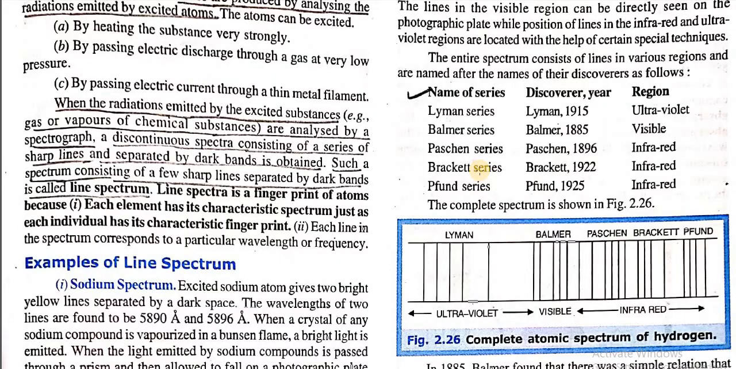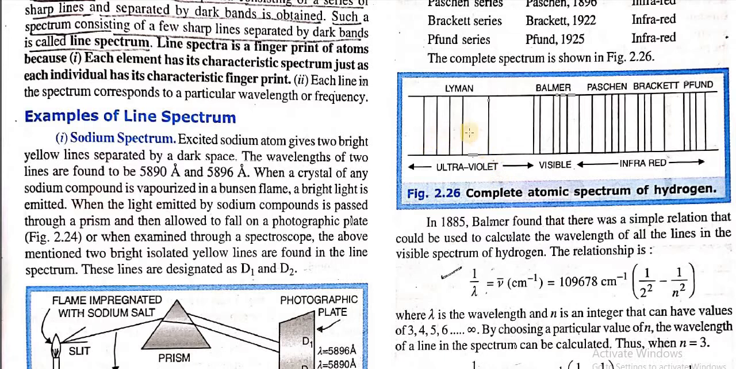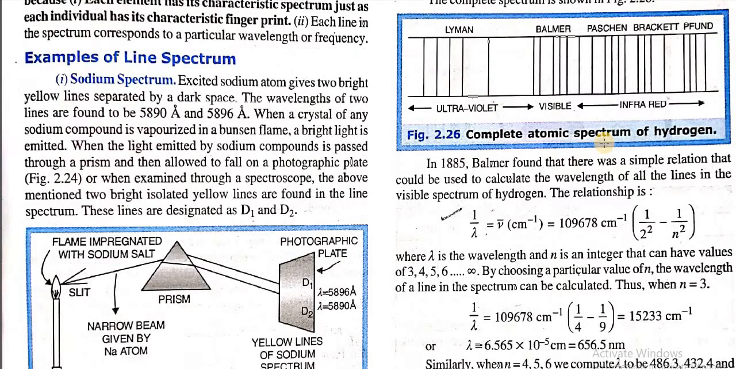And over here, in case of hydrogen, we'll find 5 series of spectra. Okay? Lyman series, Balmer series, Paschen series, Brackett series, Pfund series. So these are the 5 different spectral series. And these are the regions where we find them: ultraviolet, visible, infrared, and far infrared. Now these make up the complete atomic spectrum of hydrogen.